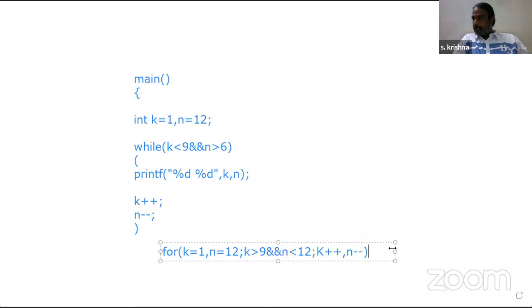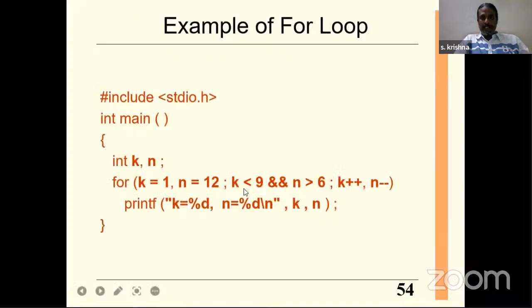Okay, it's clear? Yeah, I'm just saying how exactly it can be written. Okay, hope you understand. So this is the use of for loop. Okay, now everyone is clear?